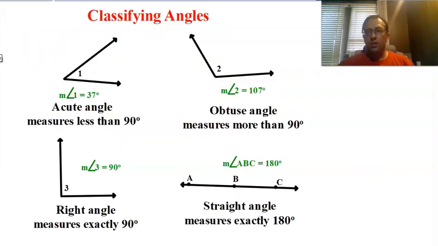All right? Acute is less than 90, obtuse is more than 90, right is exactly 90, and straight angles are exactly 180.